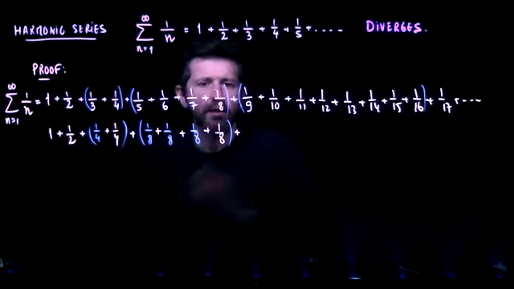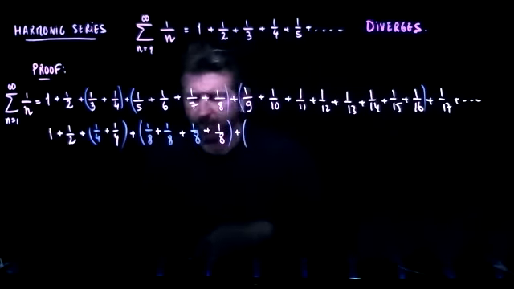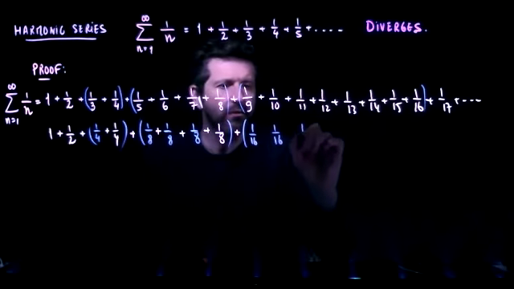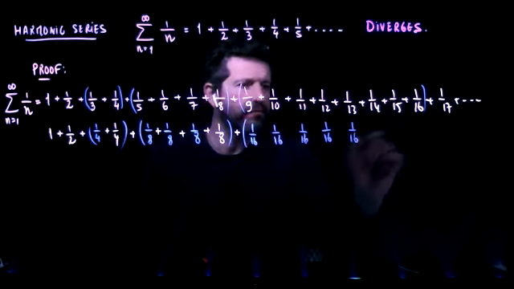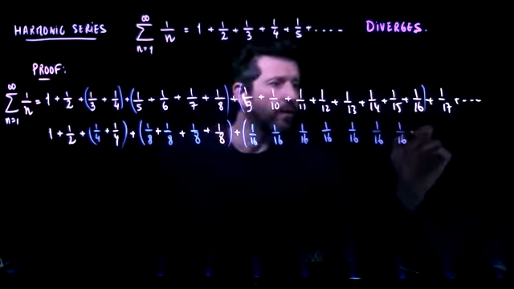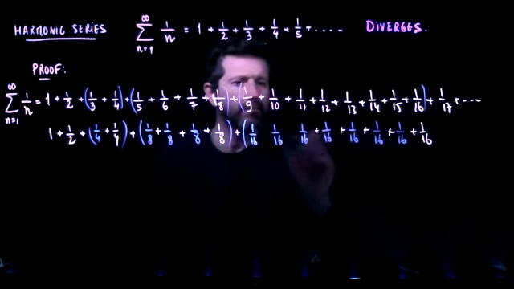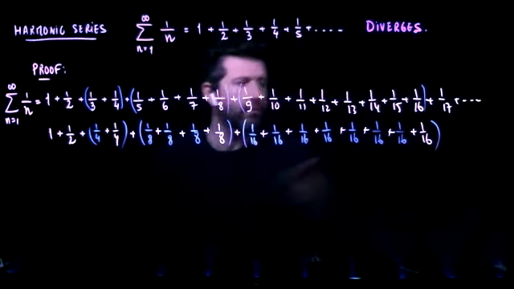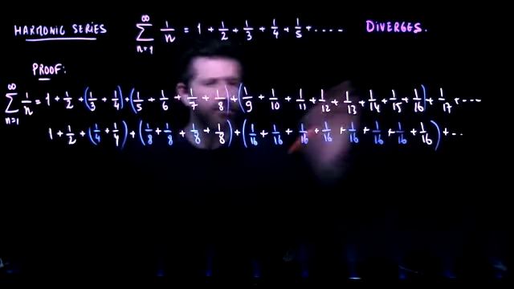Plus, and here I will replace all these by 1 over 16. So 1 over 16, 1 over 16, 1 over 16, 1 over 16, and then plus 1 over 16. Plus, and so on. The next group I will replace by 1 over 32, but forget that for now.